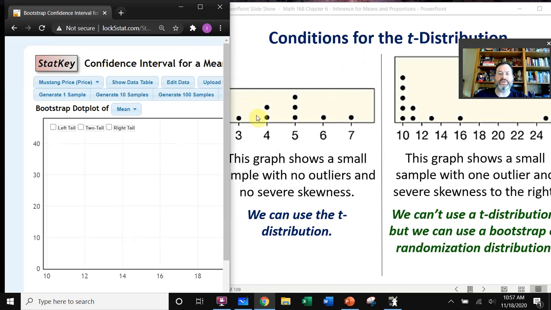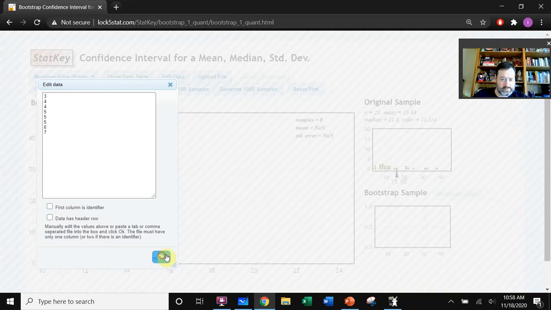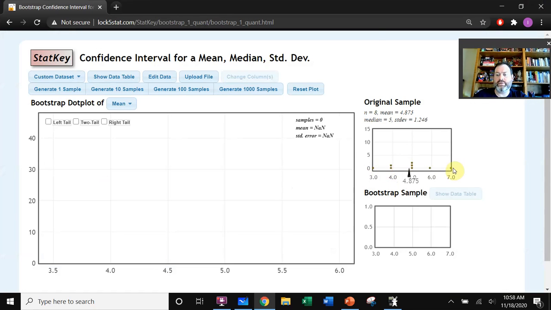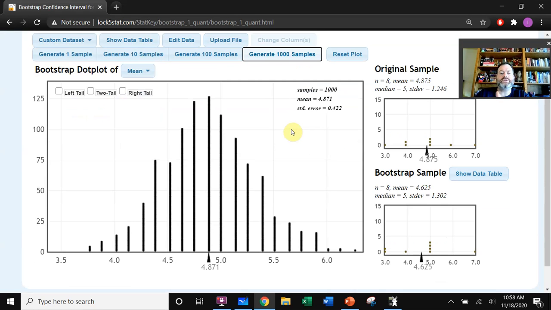So what I'm going to do is I'm just going to type this data set in, right? I'm just going to edit the data. So it's 3, 4, 4, 5, 5, 5, 6, 7, right? So you can see our data over here, right? And if we generate a bunch of samples, so I generated 1,000 samples. So this is using bootstrapping. So this is very similar to what we did with the ants on a sandwich, right? Very similar. Back in chapter 3. Definitely bell-shaped, right? And not just bell-shaped. It turns out that it's a t distribution.